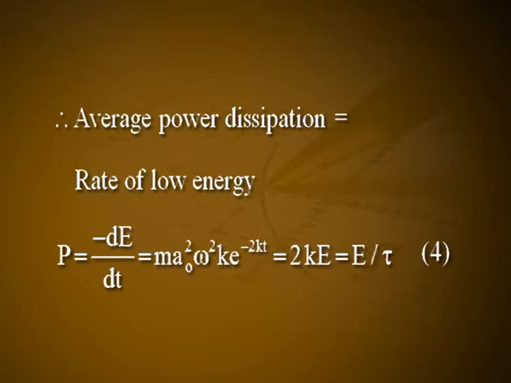Therefore, average power dissipation is equal to rate of loss of energy. P is equal to minus dE divided by dt, which is equal to m A naught square into omega square k e raised to minus 2 kt, which is equal to 2 k E, which is equal to E by tau. Let it be equation number 4.